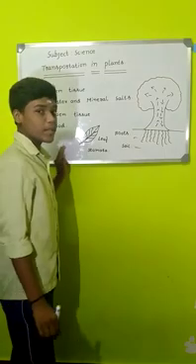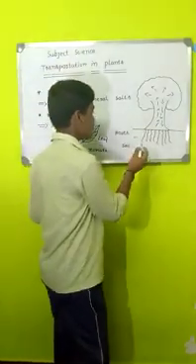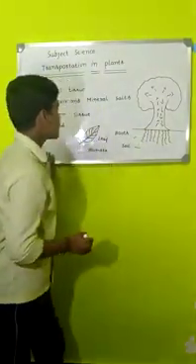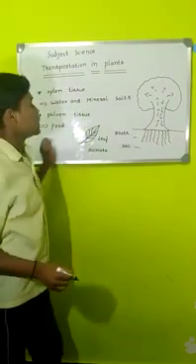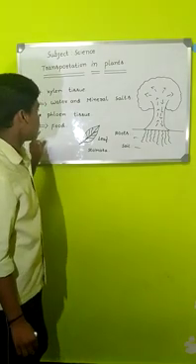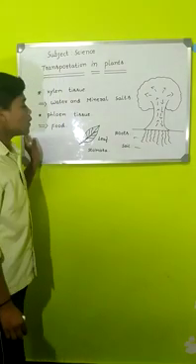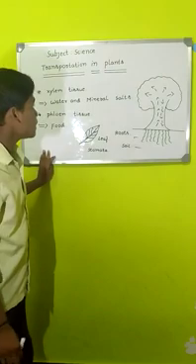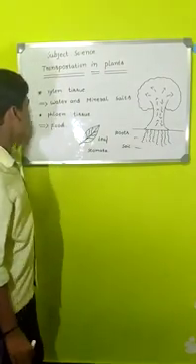For example, in spring season, the sugar which is present in the root or stem is transported to the buds to utilize their growth. This is one of the special function of the phloem tissue. Now let us know some questions that can be asked in examination about this chapter.